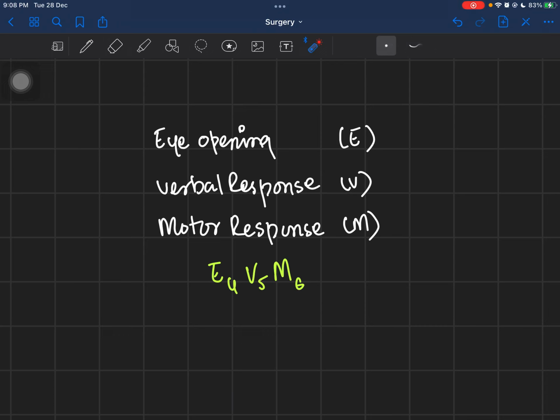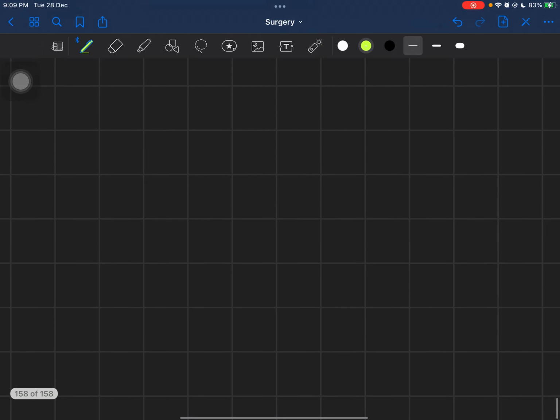So I'll tell you what 4, 5, and 6 stand for. But what I want you to remember is that when we report the Glasgow Coma scale, the number that we choose should be the best possible number. Okay, so I'll tell you what that is. Let us start with eye opening.